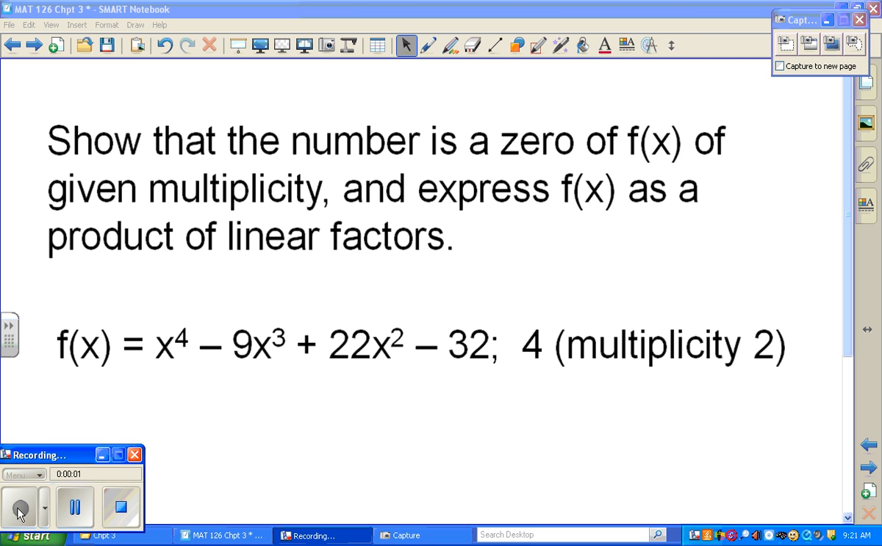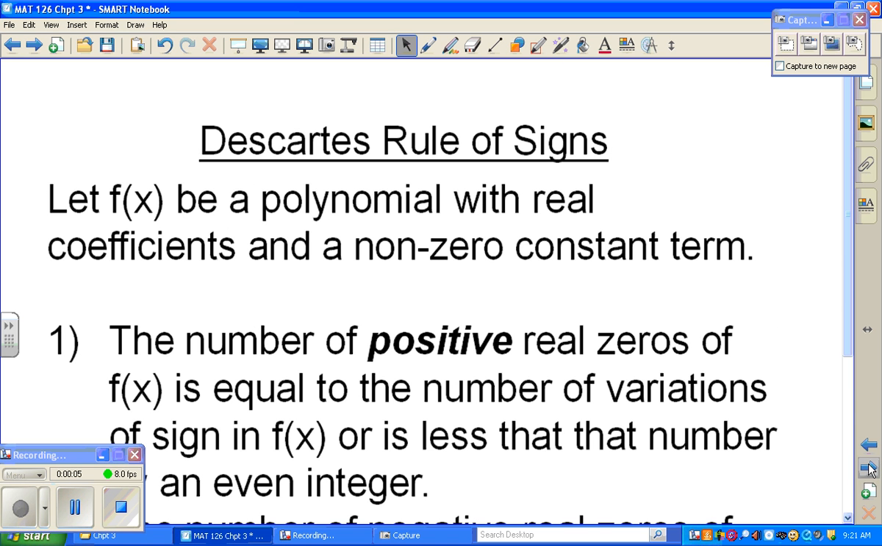All right, so we're moving on from yesterday to Descartes' rule of signs. I talked yesterday about Rene Descartes. The college kids thought it was funny that people thought he was, never mind, we won't go there.